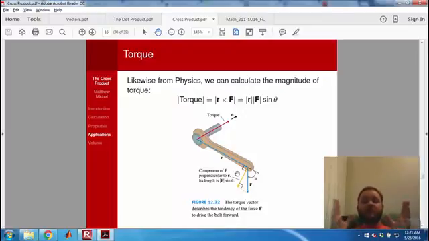Torque. You can find the magnitude of torque by, because remember the torque is just going to be, or maybe you don't know, the cross product of the position that we rotated, r, and the force we use to turn, the cross product here, r cross f. The magnitude of that gives us this.